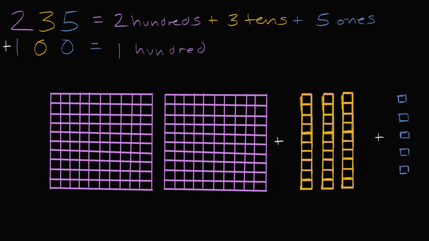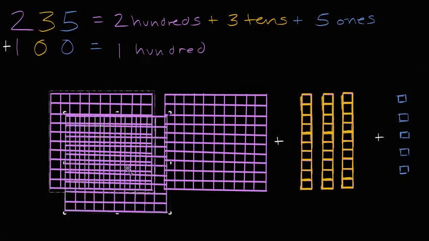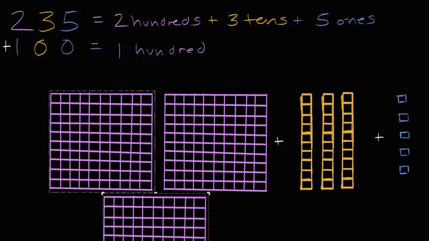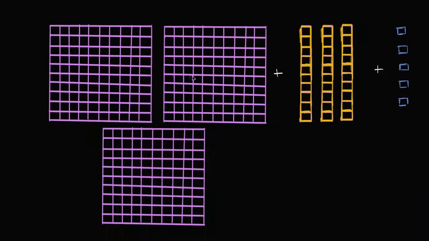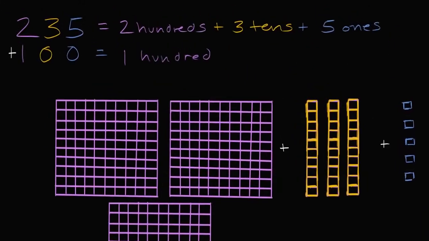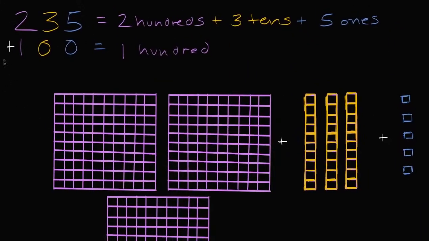Well, let me draw it out here. Let me copy and paste. I have 2 hundreds before, but now I'm going to add 100. So let me just copy that and paste it. So now, how many hundreds do I have? Well, now I have 1, 2, 3 hundreds. Over here, I had 2 hundreds. I'm adding one more 100 right over here. So now I have 3 hundreds.